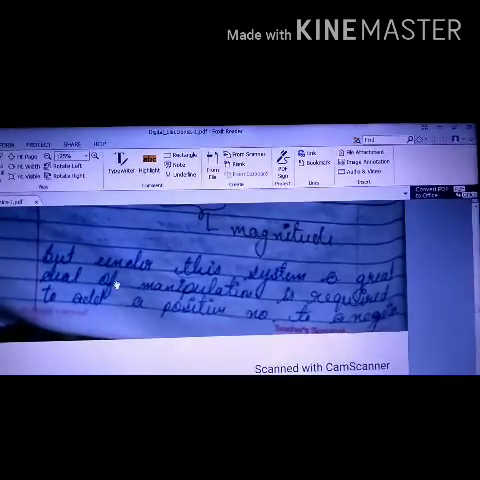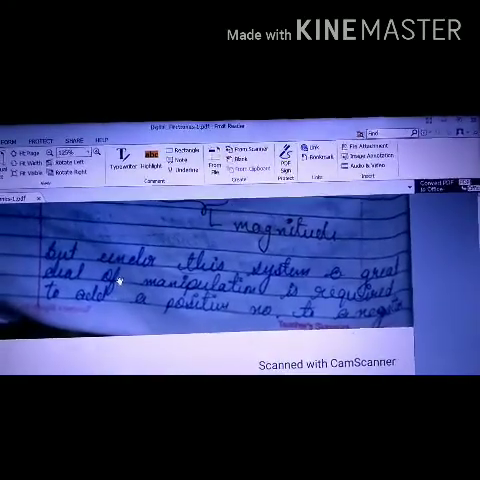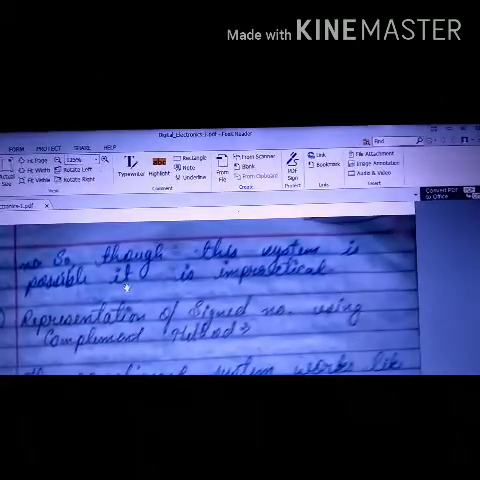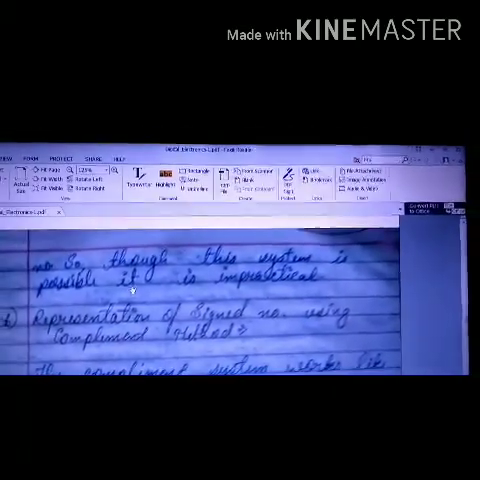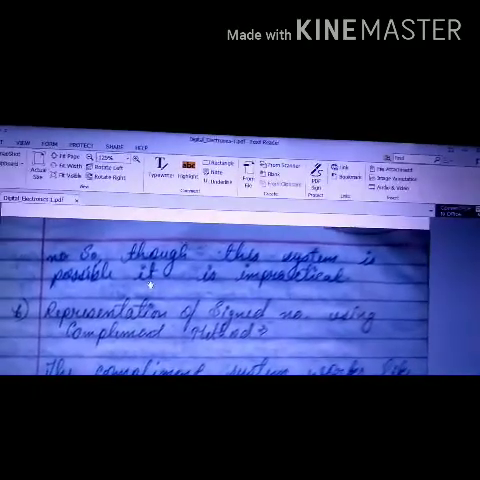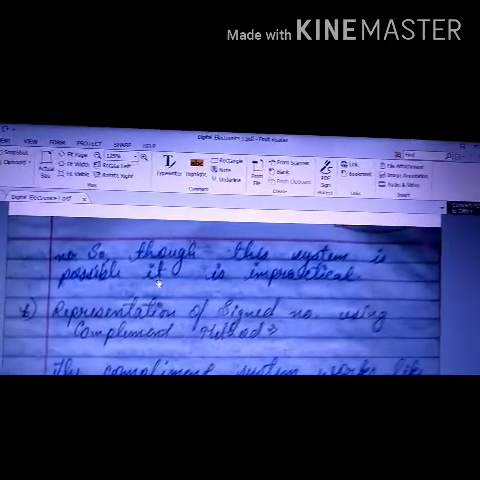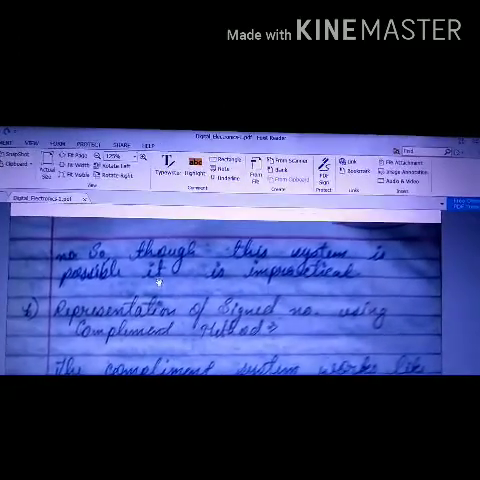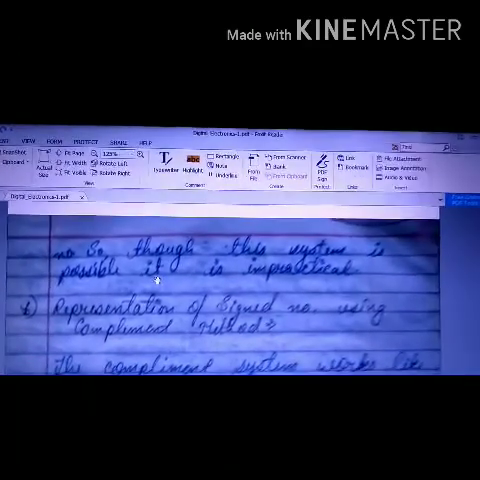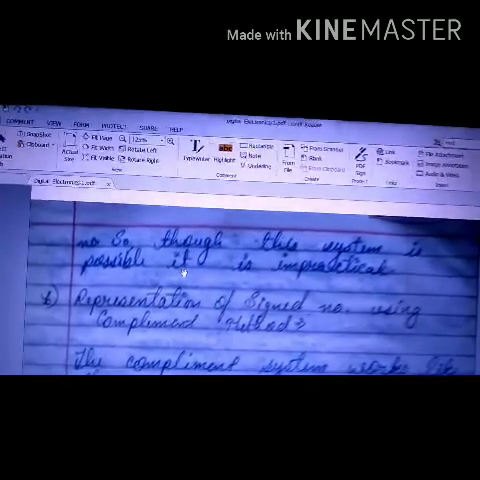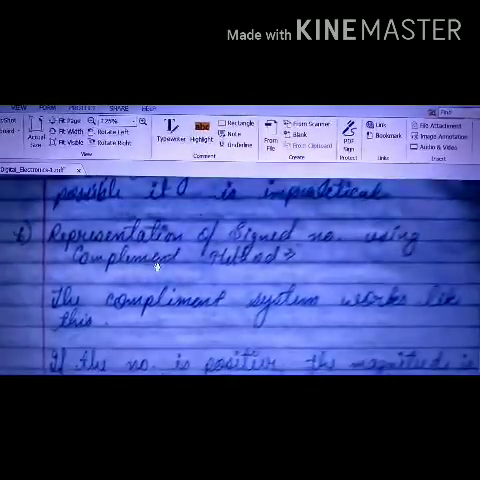Okay, however, under the system a great deal of manipulation is required to add a positive number to a negative number, and therefore this system is not very much preferred. Okay, and it almost becomes impractical in most of the situations. Okay, therefore representation of signed number using complement method is much more preferable and it is widely used throughout.